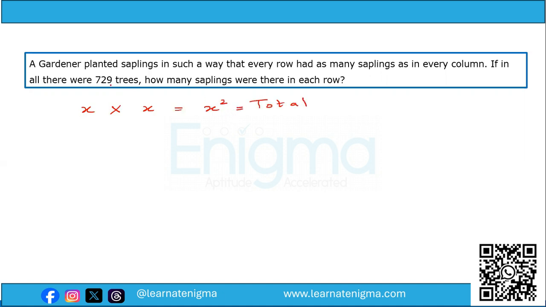Now it is given to us that there were in total 729 saplings or 729 trees. So therefore we can equate x square is equal to 729. Now if we take square root on both sides, we will get x is equal to 27. It is the square root of 729. So that's our answer.